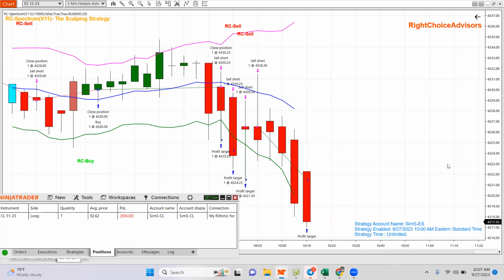It is still waiting to take a position on US and gold. As of now, it only took it on crude oil. Yeah, 5 minutes, right? Because there is a lot of volume. There is a trend in the market. It is better to have 5 minutes. 5 minutes Heikin Ashi candles.